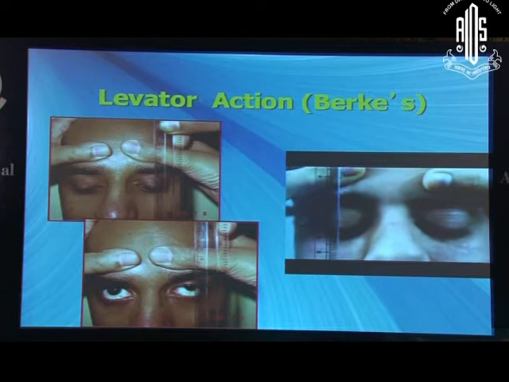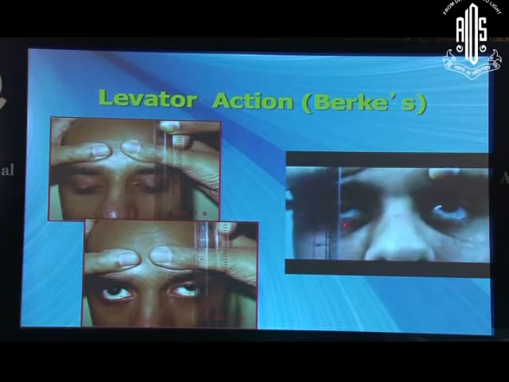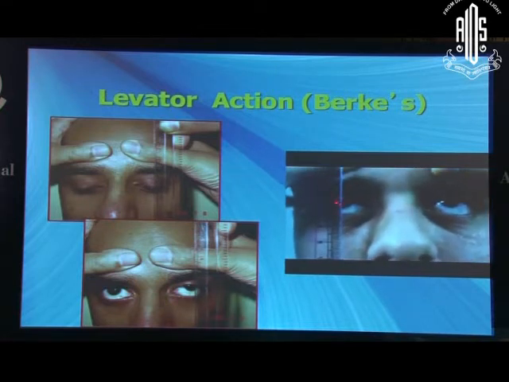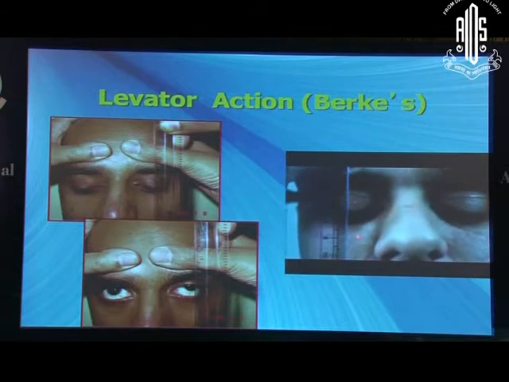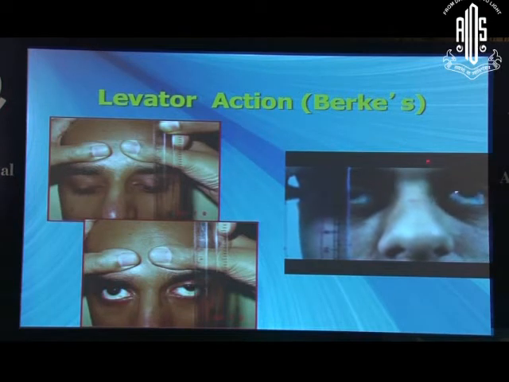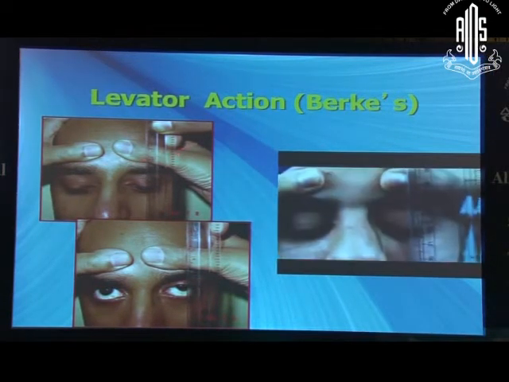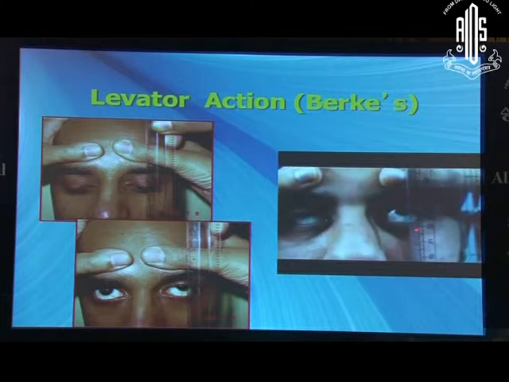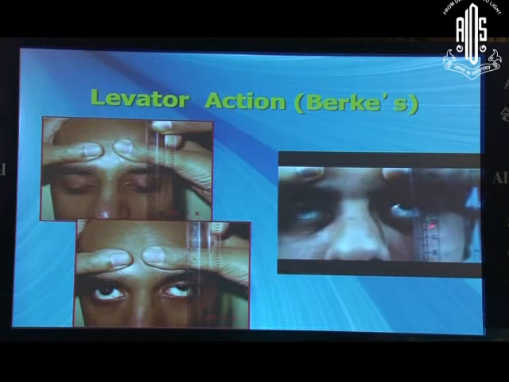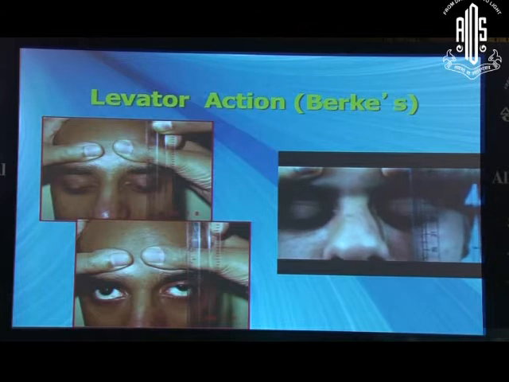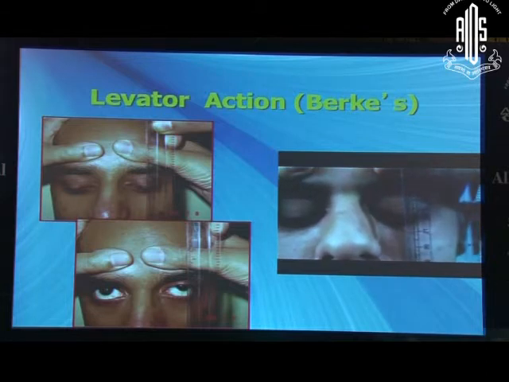Then the levator action is the single most important parameter. When you make the patient look down to the extreme down gaze and make him look up, with the frontalis action blocked without altering the position of the brow, you can check the excursion against a transparent scale, and that gives you the Berke's levator action.